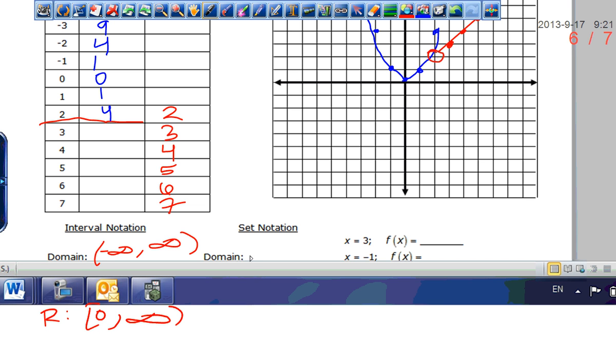Set notation. This is the funky brackets. Set of all x such that, and when we have negative infinity to positive infinity, we like to say that x is an element of all real numbers, or is a set of all real numbers. For our range, set of all y's such that we can do 0 is less than or equal to y less than or equal to infinity, or we can just say y is greater than or equal to 0.